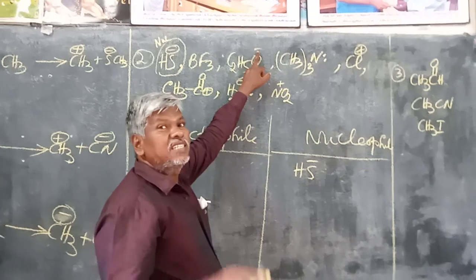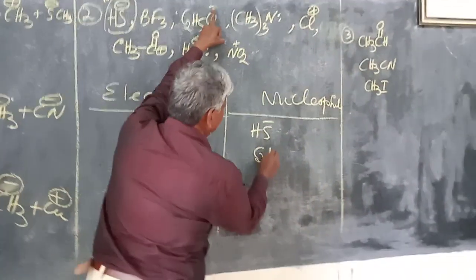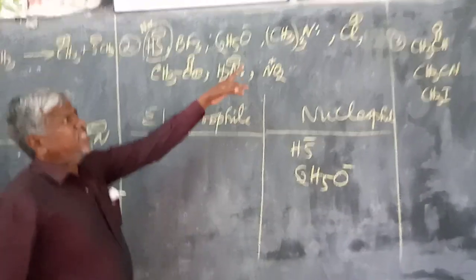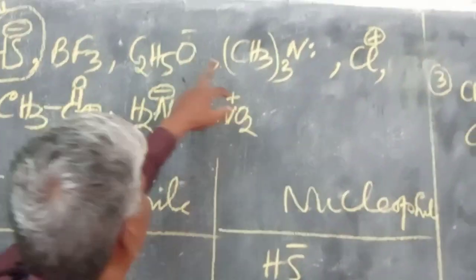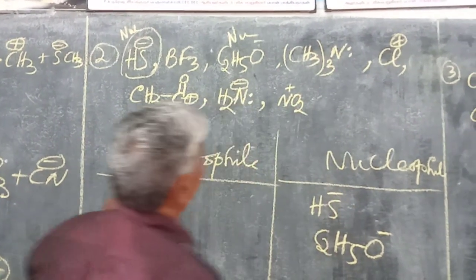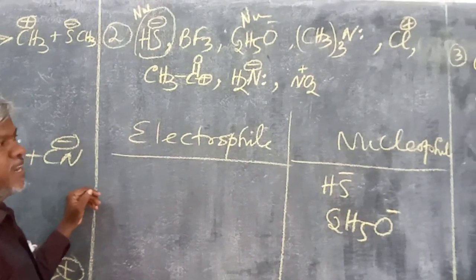it is having a negative charge, it is rich in electron. So since it is rich in electron, it is a nucleophile. And the third one is trimethylamine, and this is a nucleophile. The trimethylamine is having a lone pair of electrons on the nitrogen atom.